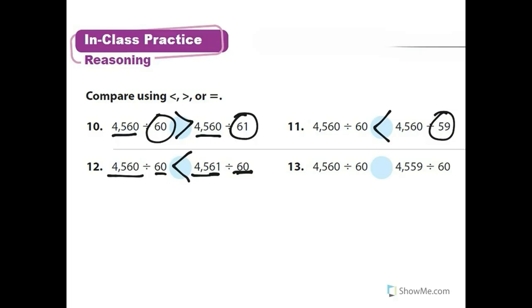Alright, so we got 4,560, and this one's less, so we're going to have less in each group. So that would be greater. The 4,560 divided by 60 would be greater than the 4,559 divided by 60.